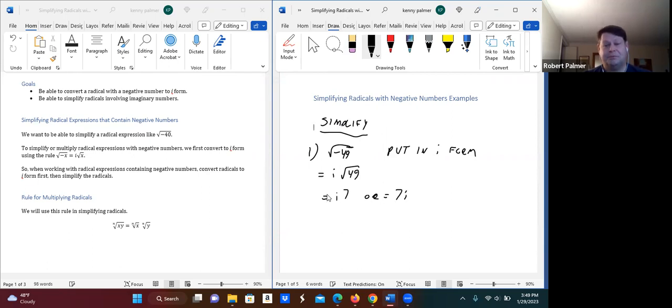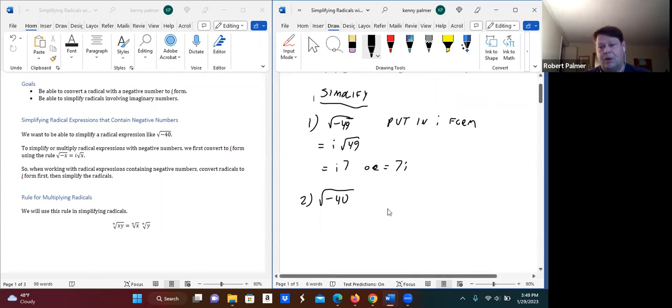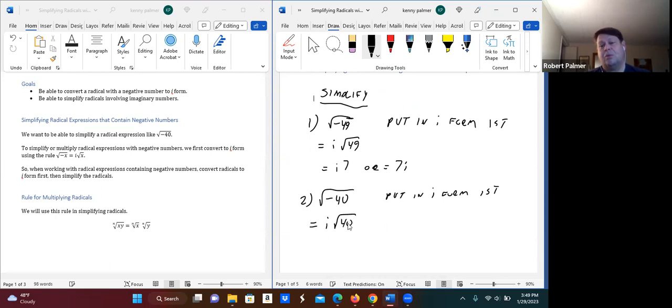Either way is correct. Okay, so now let's do the one we mentioned to begin with, the square root of negative 40. Once again, put this in I form first. That's your first step. So once again, using the property like we did here, this can be I times the square root of 40. And now we want to simplify.